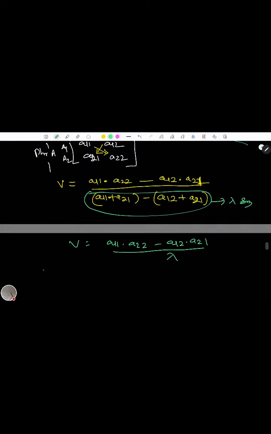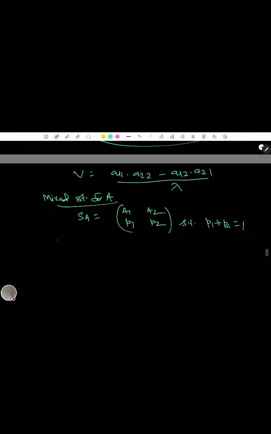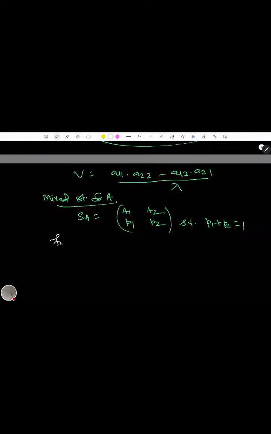Now let the mixed strategy for A be denoted SA, which is A1, A2 with probabilities P1, P2, such that P1 plus P2 is equal to 1. Similarly, the mixed strategy for B is SB, which is B1, B2 with probabilities Q1, Q2, such that Q1 plus Q2 is equal to 1.